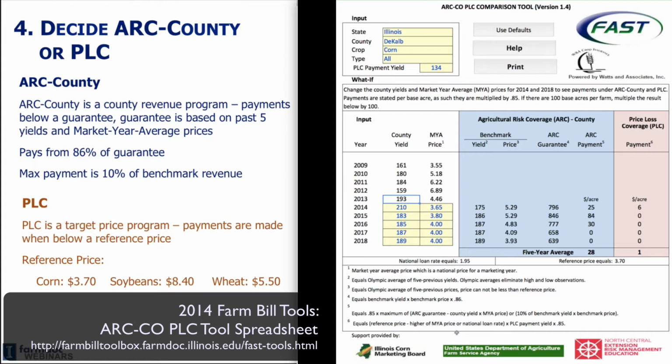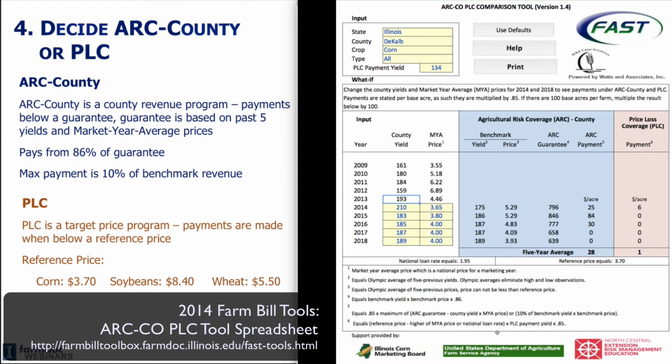Price Loss Coverage is a target price program, and it will make payments when you're below a reference price. And the reference price is $3.70 for corn, $8.40 for soybeans, and $5.50 for wheat. And you can see here the difference in the programs. One's triggered by price alone. If the market year average price is below the reference price, there will be a payment. It will be multiplied by your program yield, and there will be a payment. ARC County is a county revenue program.